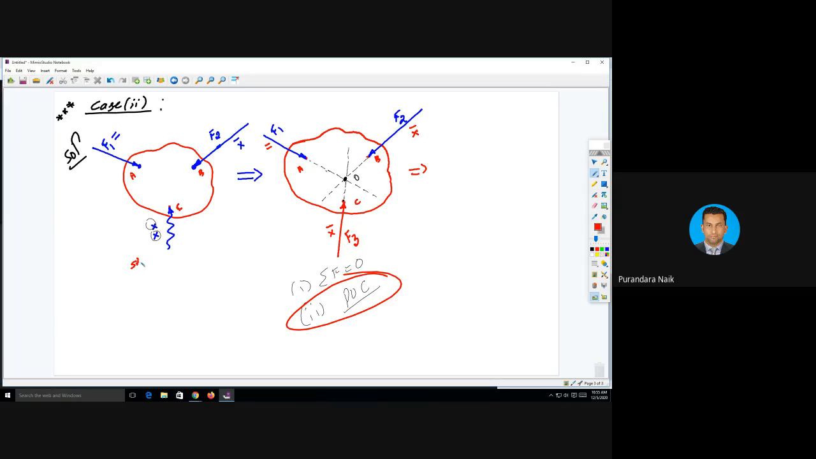This is step 1, drawing the figure. This is step 2, second condition. Step 3, force polygon.